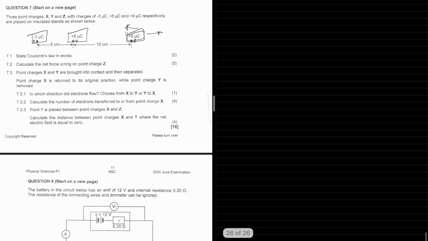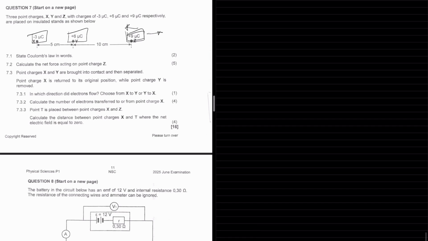Now 7.3.3, point T is placed between point charges X and Z. Okay, so let's quickly just draw a diagram to show what's going on. So I have X here, I have Z here, and now T is somewhere here. Now we know the distance between these two was 0.15.